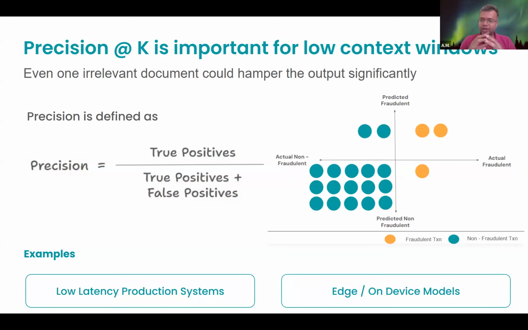So if you are dealing with a use case where the context window is very, very small, the metric precision at K becomes very handy. Now, what is precision at K? Precision at K is nothing but a ratio of true positives divided by true positives plus false positives, right? Now, let's not even read about this formula.